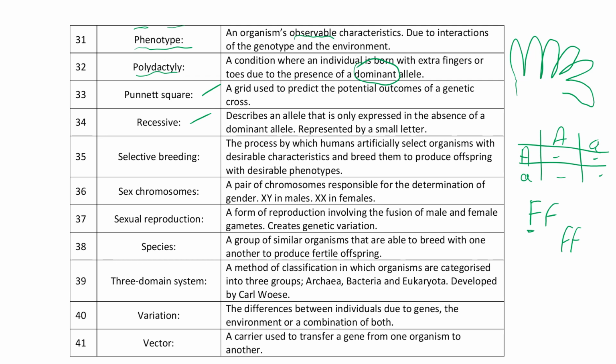The process by which humans artificially select organisms with desirable characteristics and breed them to produce offspring with desirable phenotypes. So for example, the pug, right? Pugs have got wrinklier, fatter and flatter faces. Selective breeding.